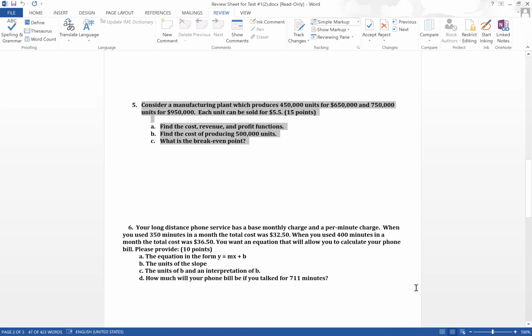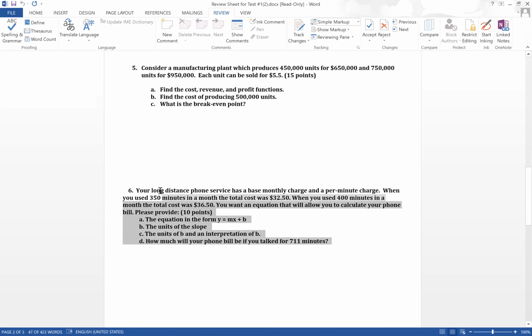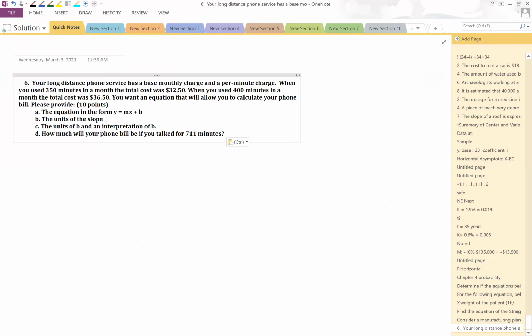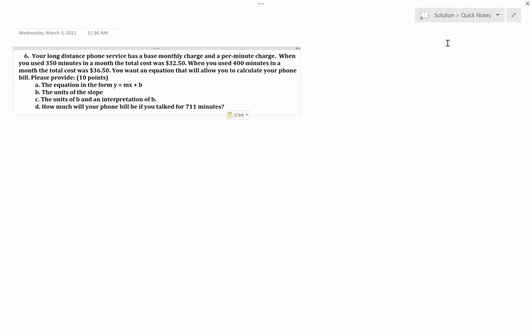And question 6. Okay. Again, it's another application problem of the linear model. Then we have this long-distance phone service. They have a base monthly charge and a per-minute charge. Okay, back in the old days, right? So, when you use 350 minutes in a month, then the total cost was $32.50. When you use 400 minutes in a month, the total cost was $36.50.